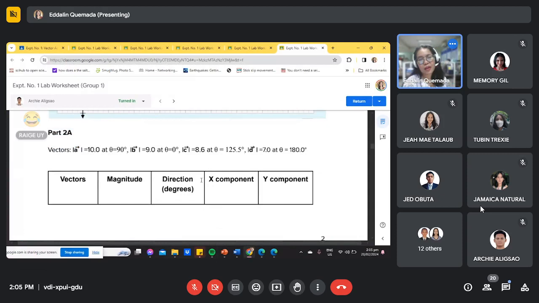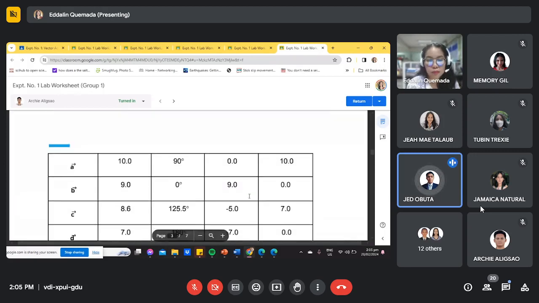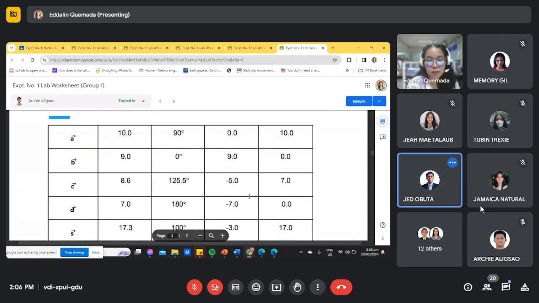So, part 2A, given vectors. Vector A, 10.0 at 90 degrees. Vector B, 9.0 at 0 degrees. Vector C, 8.6 at 125.5 degrees. Vector D, 7.0 at 180 degrees. So given vector A, magnitude of 10.0 and angle 90 degrees.